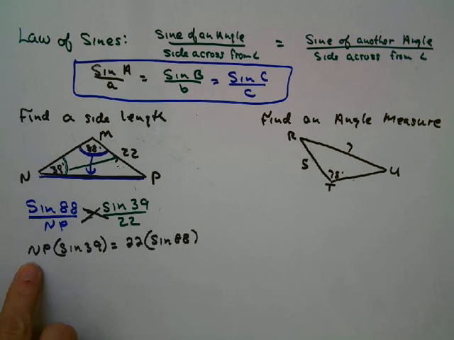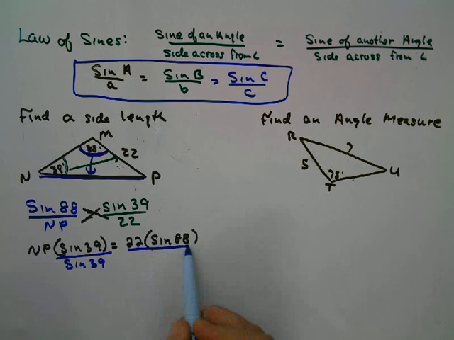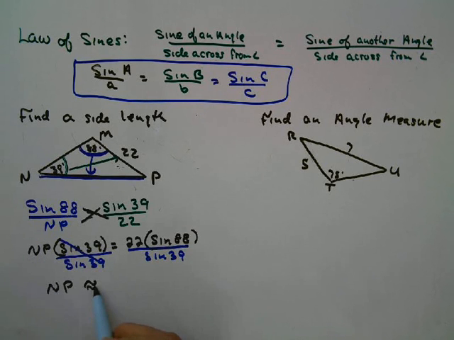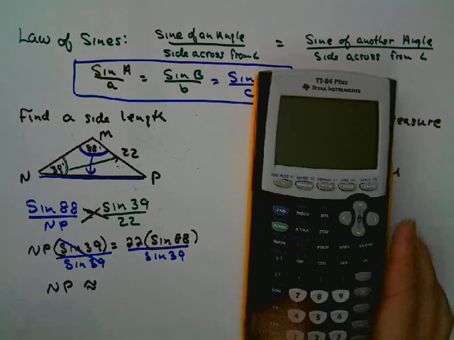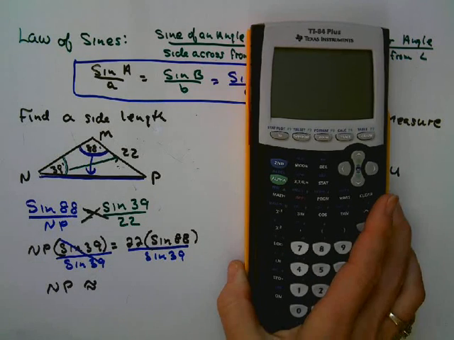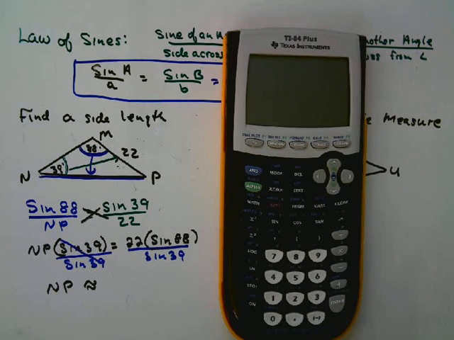Those will cancel out, and I know NP is approximately equal to... We don't ever get exact answers here, folks. Well, very seldom. Now, if I want to work this out, I'm going to have to turn on my calculator, and the first thing I'm going to do is check the mode. I want to look down here and make sure it's in degree mode, okay? And I see it is, so good.